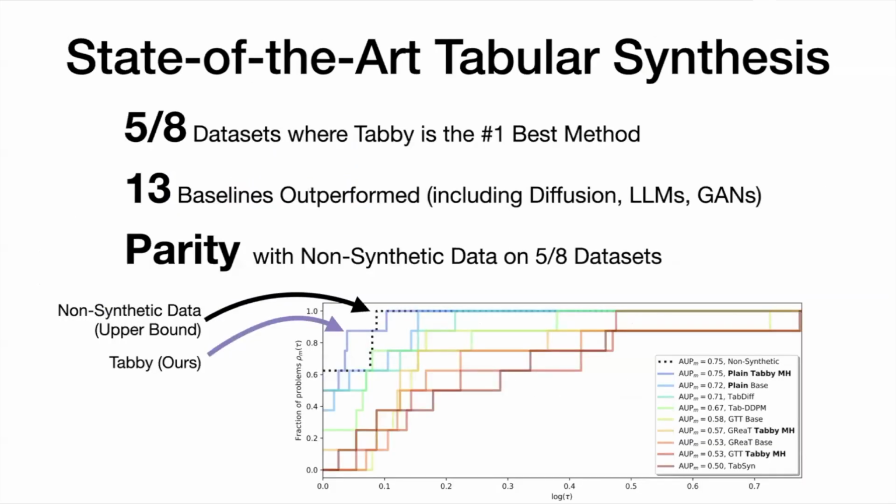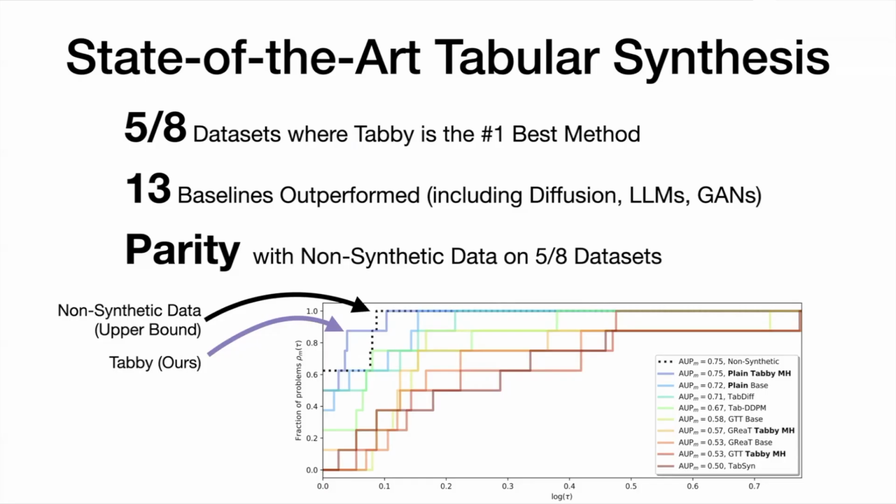For our tabular evaluations, we find that Tabby performs quite similarly to non-synthetic data. We compare against 13 different baselines on 8 data sets and find that Tabby is the #1 best method in 5 out of the 8 data sets. And as you can see in this performance profile image at the bottom, which is a way of aggregating our performance across the 8 different data sets and visualizing this, the dotted line is the performance of non-synthetic data, which is our upper bound. And Tabby, which is the purple line, performs quite similarly to this non-synthetic data.